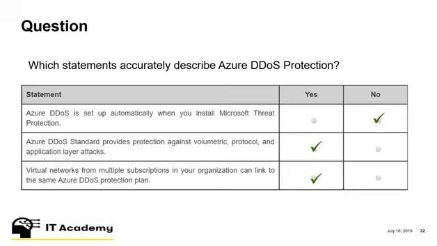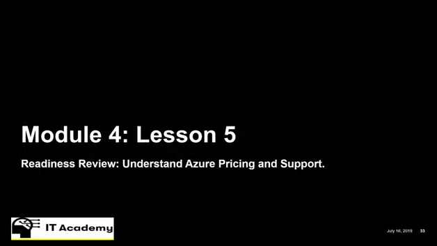But these kinds of hotspot area questions are usually worth about 3 times what an individual multiple choice question is worth. Remember, in the exam, some questions are weighted with a higher number of score associated with them than others. In Lesson 5, we're going to hit some readiness review questions that will help us with the Understanding Azure Pricing and Support exam objectives.